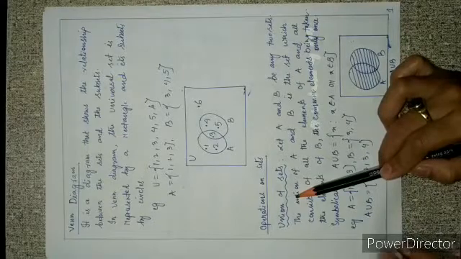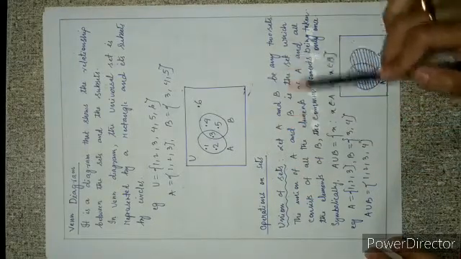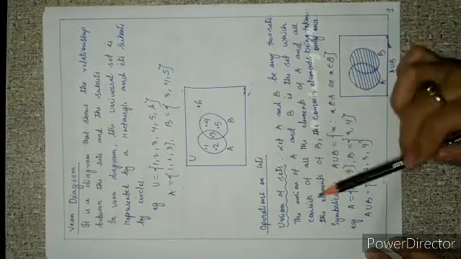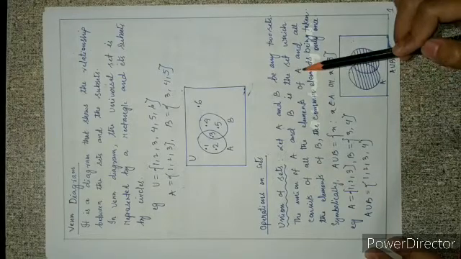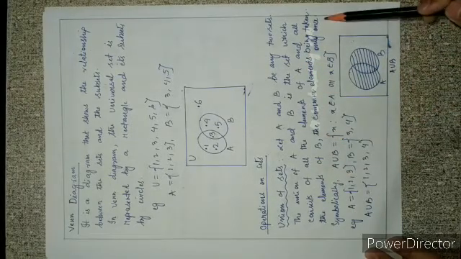First operation is union of sets. Let us consider any two sets. Let A and B be any two sets. The union of set A and set B is the set which consists of all the elements of set A and all the elements of set B, and the common elements being taken only once.